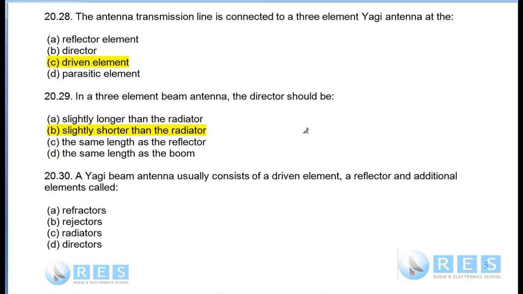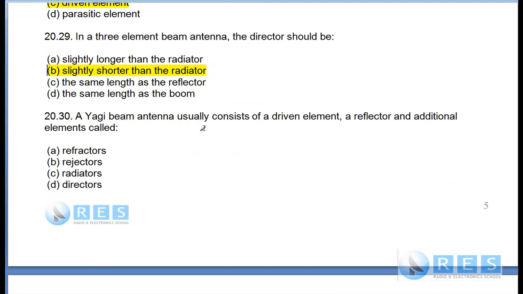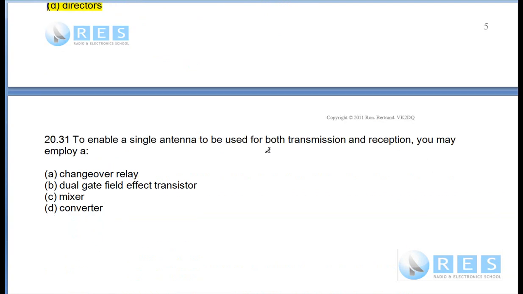So the shortest element is the director, the longest is the reflector. The driven element is 5% shorter than its free space wavelength, the director is 5% shorter than the driven element, the reflector is 5% longer than the driven element. 20.3, a Yagi beam antenna usually consists of a driven element, a reflector, and an additional element called directors. 23.1, to enable a single antenna to be used for both transmission and reception, you may employ a changeover relay. I think that might be a repeat question.